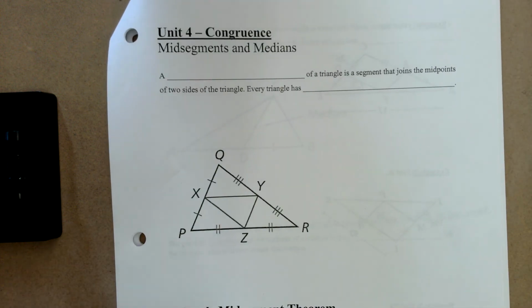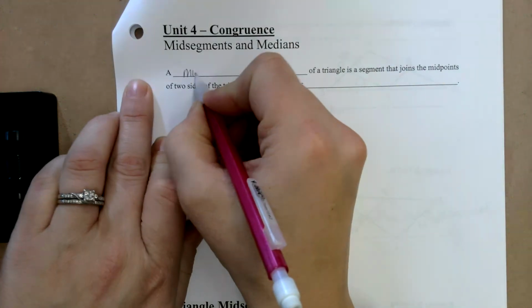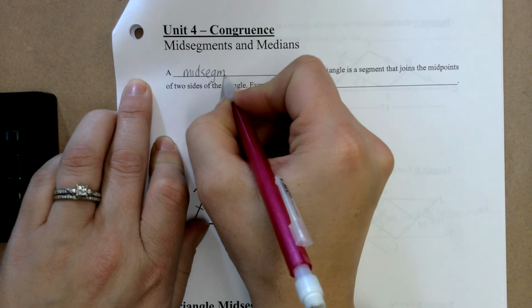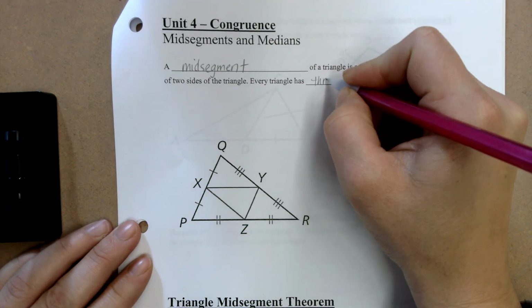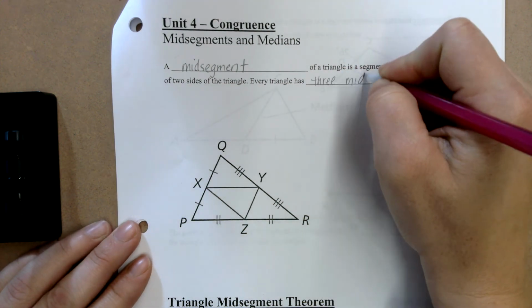Unit 4, Congruence, Midsegments and Medians. A midsegment of a triangle is a segment that joins the midpoints of two sides of the triangle. Every triangle has 3 midsegments.